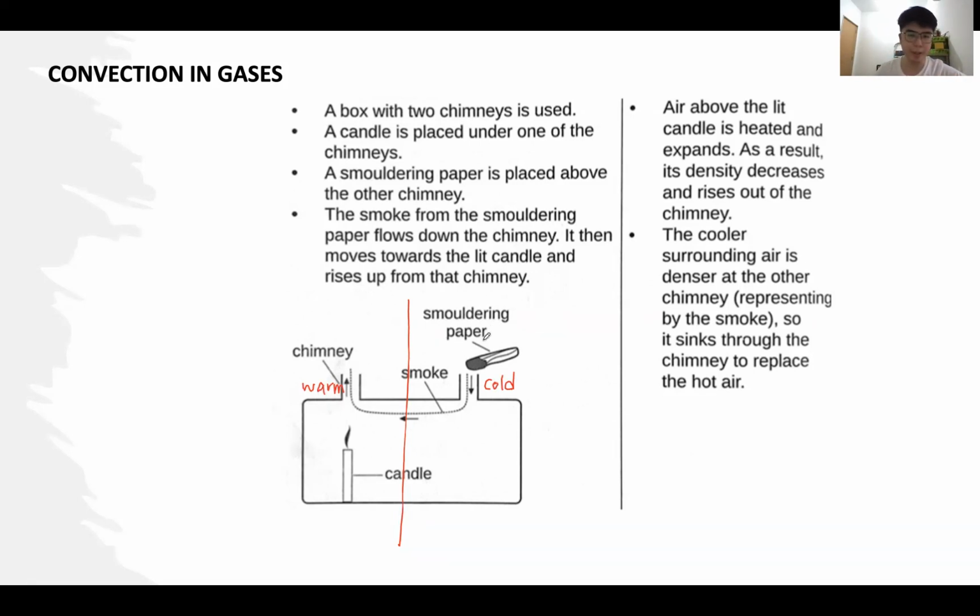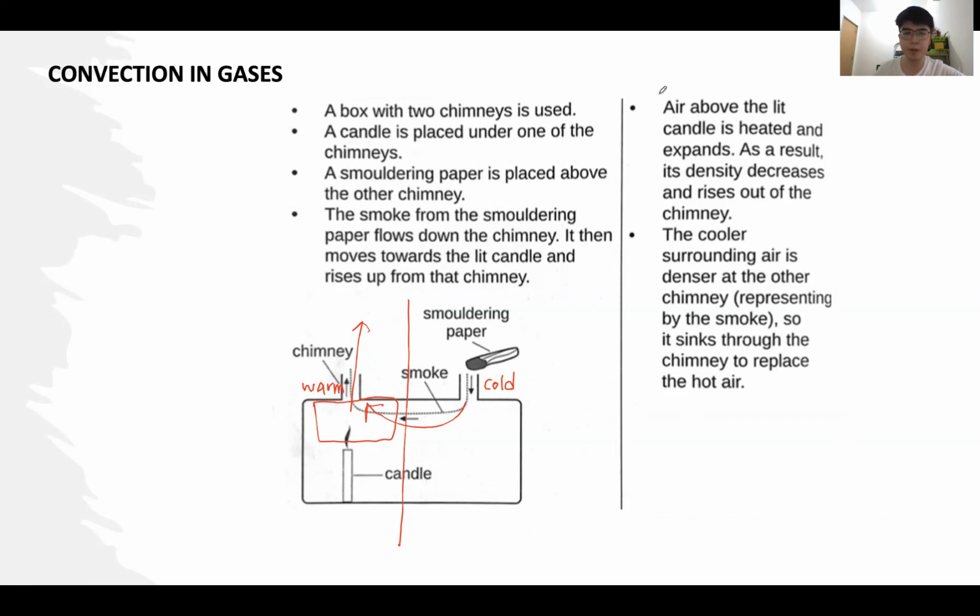So we take a smoldering paper, and then the smoke will go in this direction. Why? Because the candle first heats up the air above it. This region of air becomes warm, density decreases, so it rises up. The hot air rises, and then again, it creates a partial vacuum. The cold air quickly fills in the gap. So you get this movement from here to here. You can see it from the traces of the smoke.